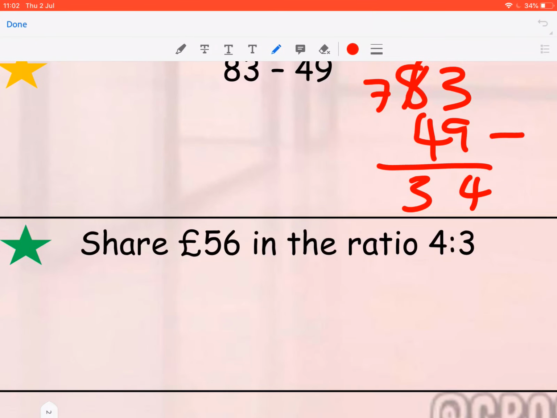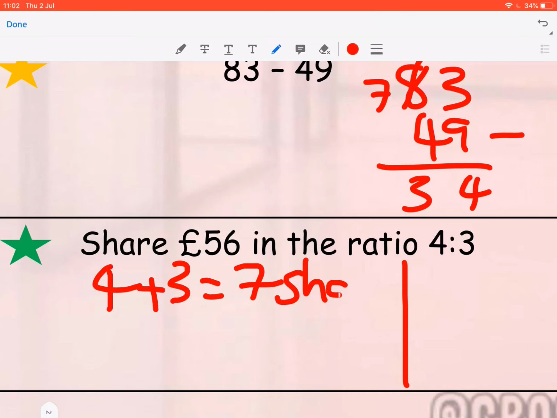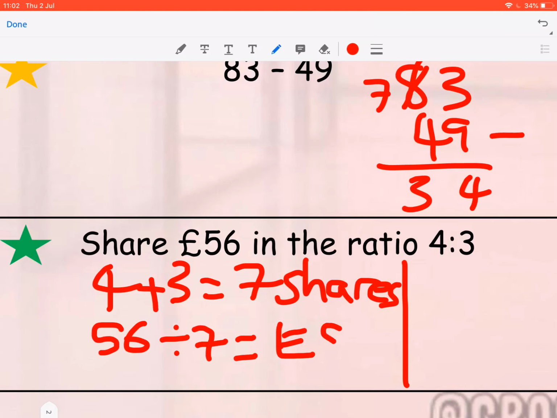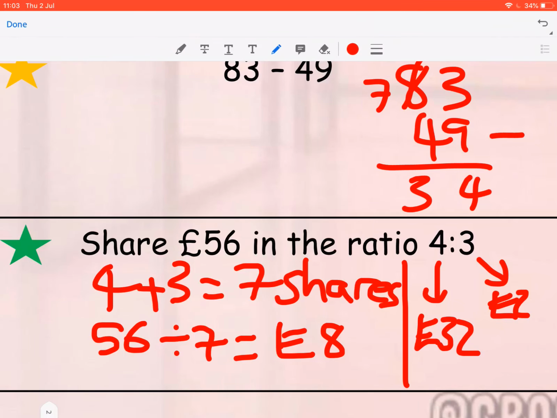£56 in the ratio 4 to 3. Okay, you add your shares up first. 4 plus 3 means I've got 7 shares altogether of money. I'm going to take my £56, divide it by 7. Each individual share then is worth £8. If each share is worth £8, 4 lots of £8 is 32. 3 lots of £8 is 24.